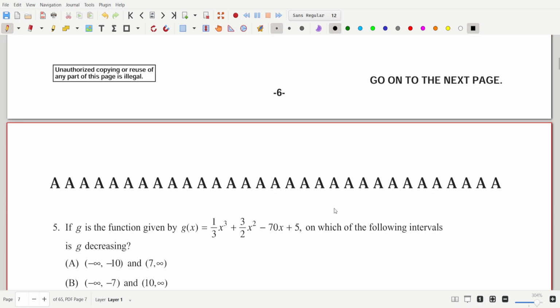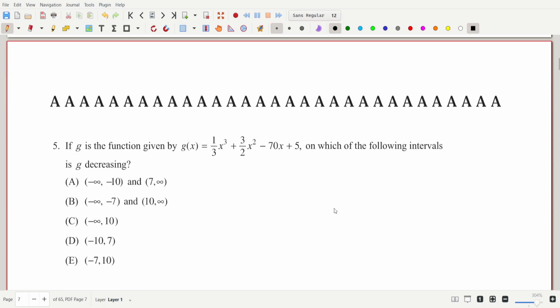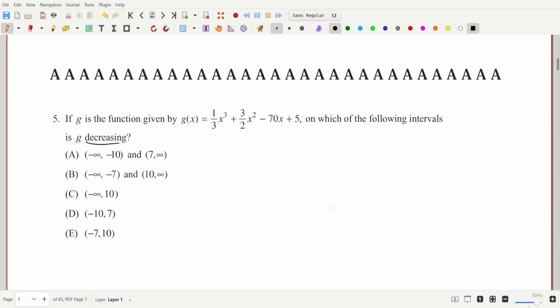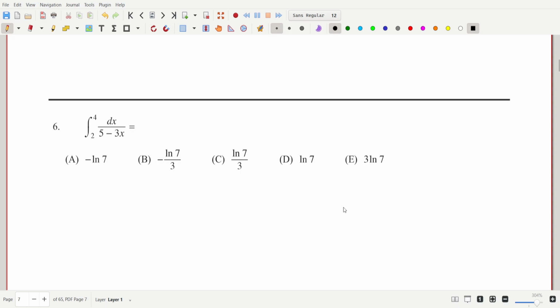Okay, number 5. If g is a function given by whatever, when is g decreasing? g decreases when its derivative is negative. g prime of x is x squared plus 3x minus 70. That factors as (x plus 10)(x minus 7). When is that negative? Sign diagram. It has a root at -10 and 7. It's a positive quadratic, so it looks like plus, minus, plus. All right. And when is it negative? -10 to 7, D.